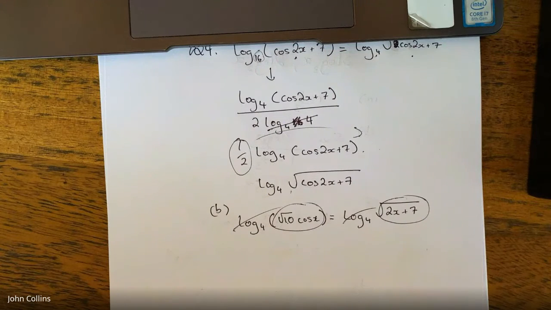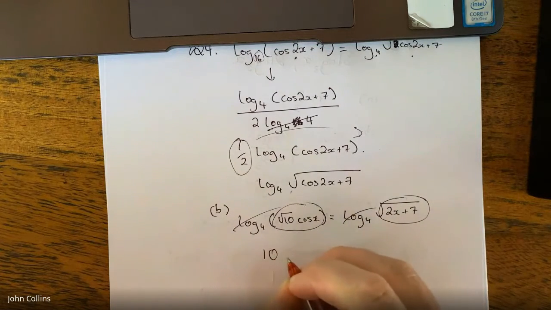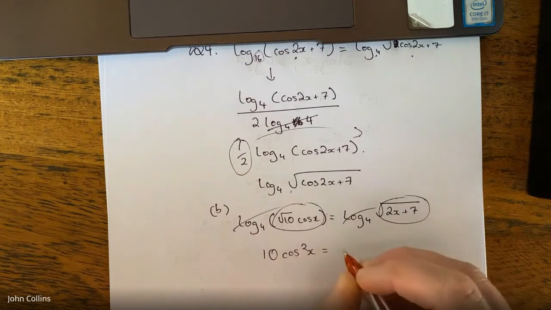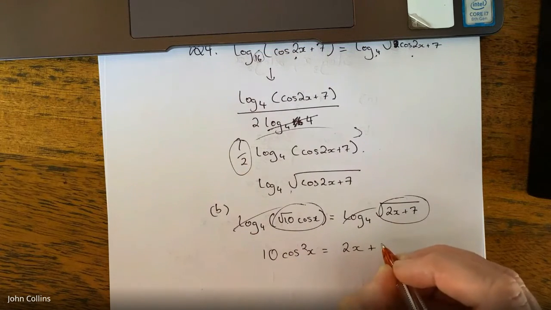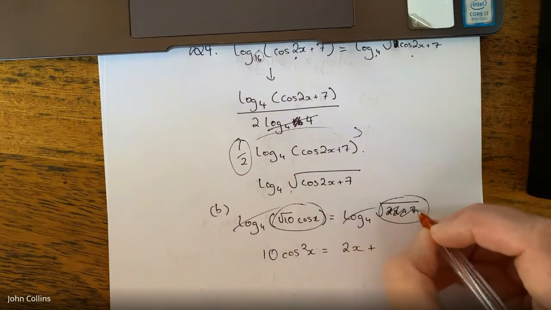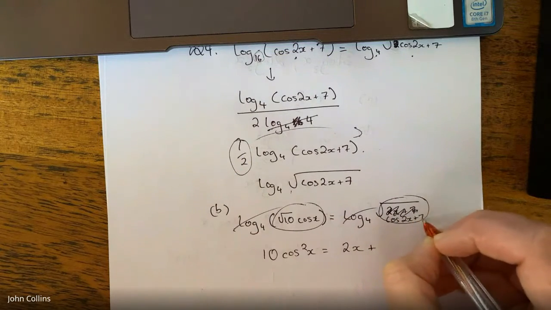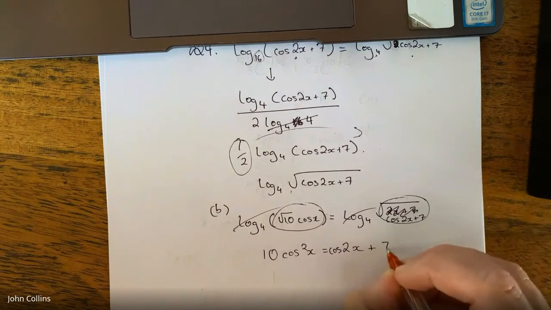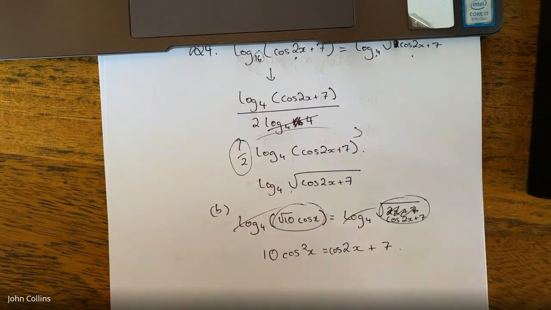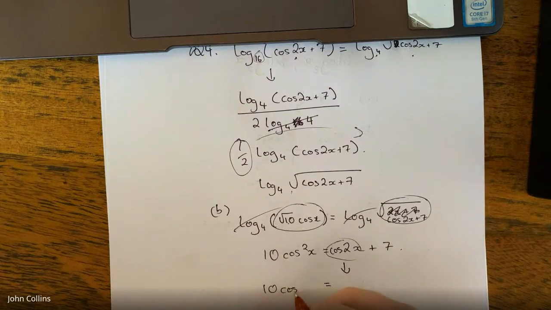And now it becomes a trick question. It does become a trick question, yes. So I'm going to square both sides to get rid of the square roots. 10 cos squared x is equal to, sorry, I've left out the cos here, cos 2x plus 7. All right, so we've a double angle here. I'm trying to make a quadratic out of this, with just cos squared and cos.